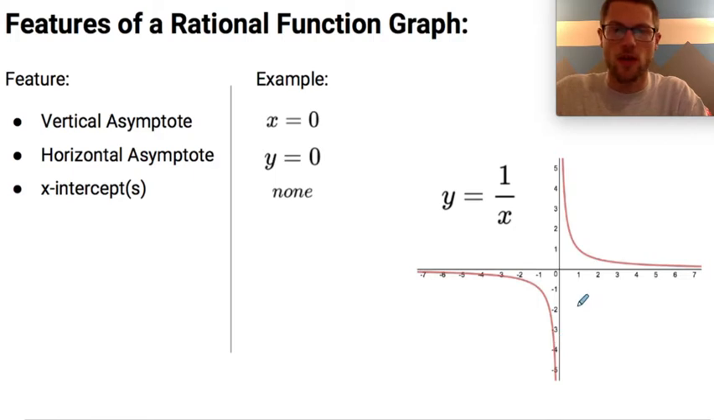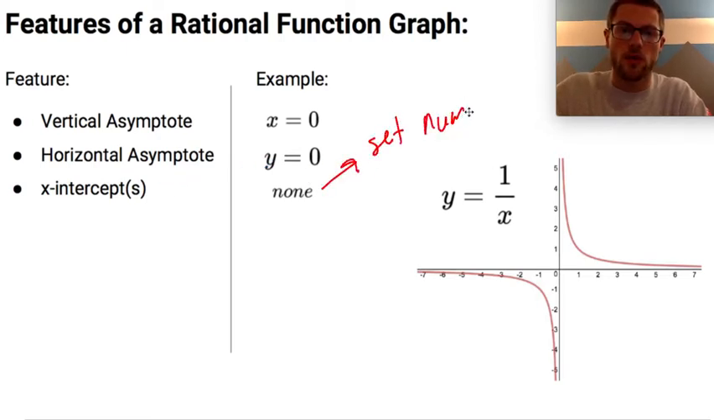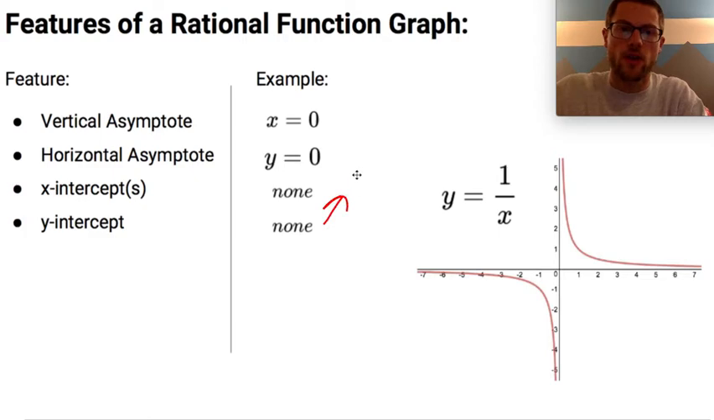X-intercepts. In this case, we have none, but if I move this graph up or down, you can see that one of these lines is going to have to cross. So we can move these things in order to make x-intercepts occur. To find x-intercepts, you set the numerator equal to 0, and we'll see an example of that. Y-intercept, there's none in this case, but to find a y-intercept, you set the x value equal to 0.